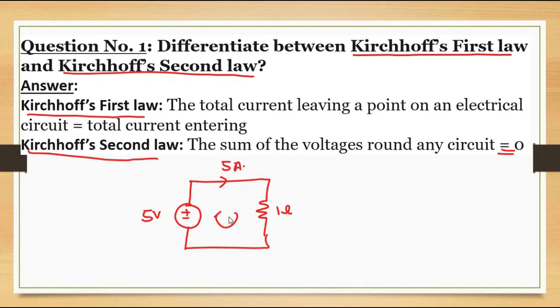Now applying KVL in this loop, I can write as, see, the voltage across the 1 ohm resistor will be plus minus 5 volt. And why plus here? Because a resistor is an absorbing or passive element, so it only absorbs the power, does not deliver. So writing the KVL equation for this circuit, it will be 5 minus 5 equals 0. So this is what the theorem states, that the sum of voltage around any circuit is equal to 0.